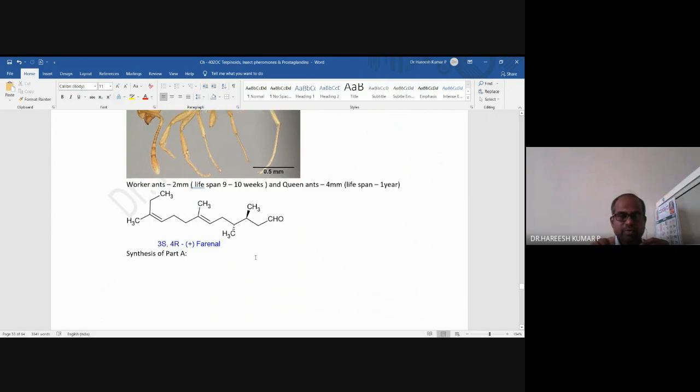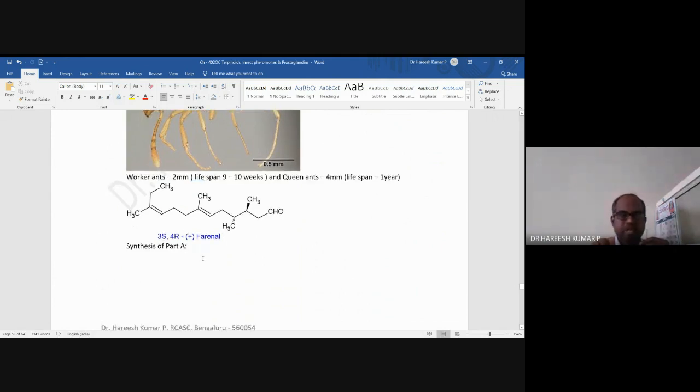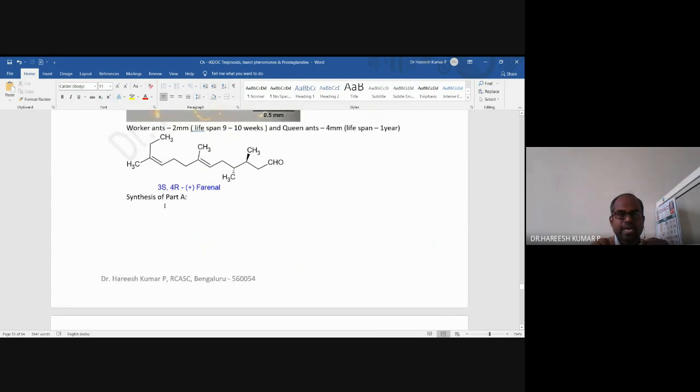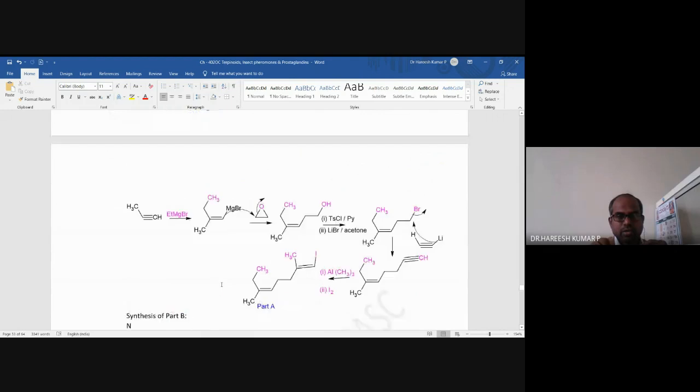So here in this farinal, I'm only giving one method of synthesis, that is stereoselective synthesis. And in this, part A and part B are prepared by separate methods, and part A and part B are combined to get farinal. So now I will look into the synthesis of part A of farinal. So this is an alkyne, more particularly propyne. So a triple bond is there. So this propyne, when it is treated with ethyl magnesium bromide, it will be in anionic nature.